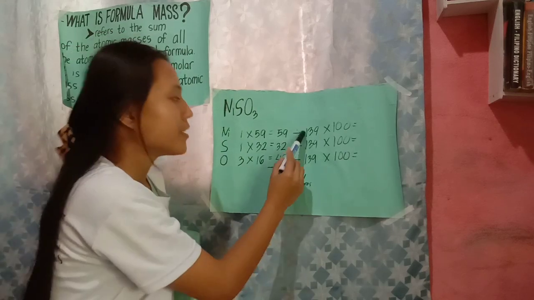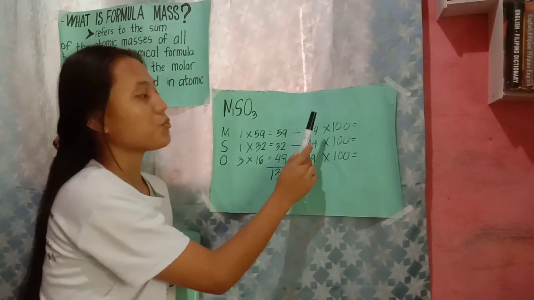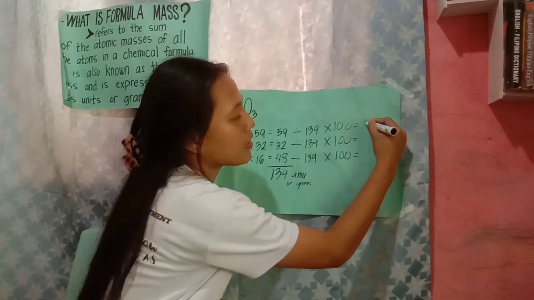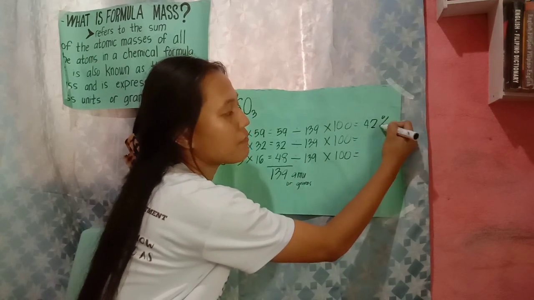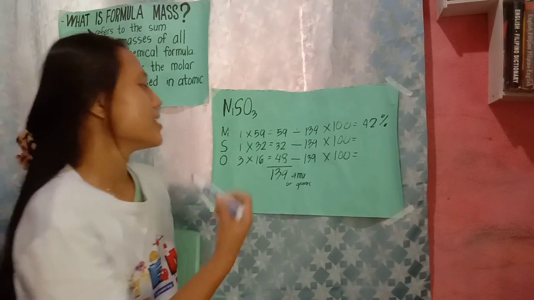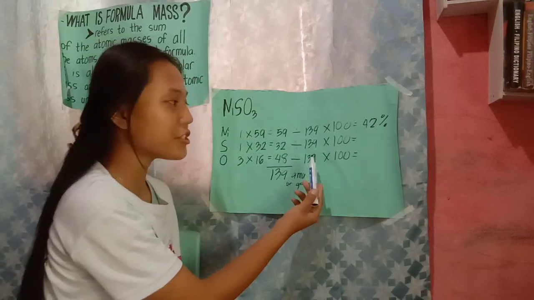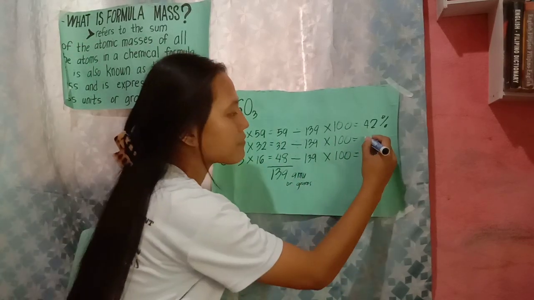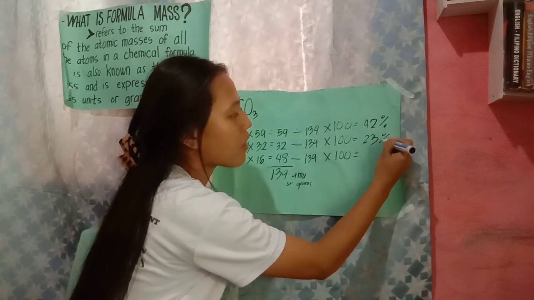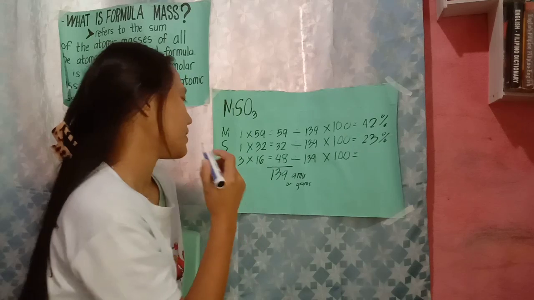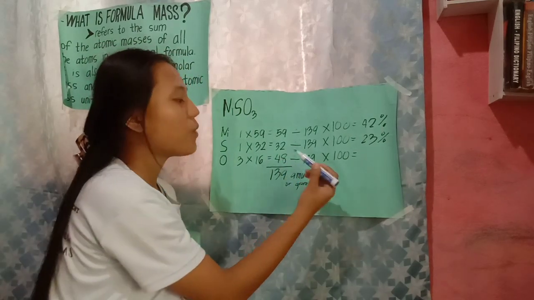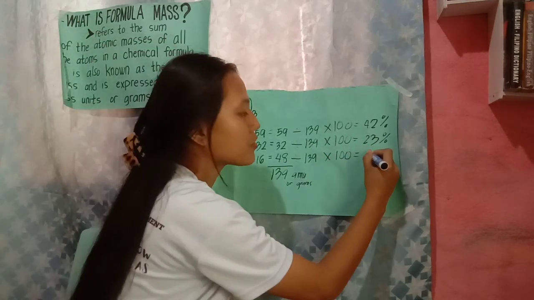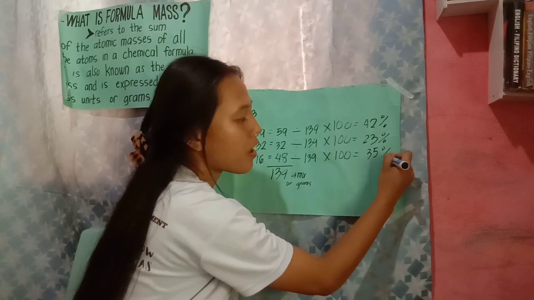59 divided by 139 is equal to 0.42 times 100. We'll get a total of 42% nickel. Then 32 divided by 139 is equal to 0.23 times 100. We have 23% sulfur. 48 divided by 139 times 100, we have a total of 35% oxygen.